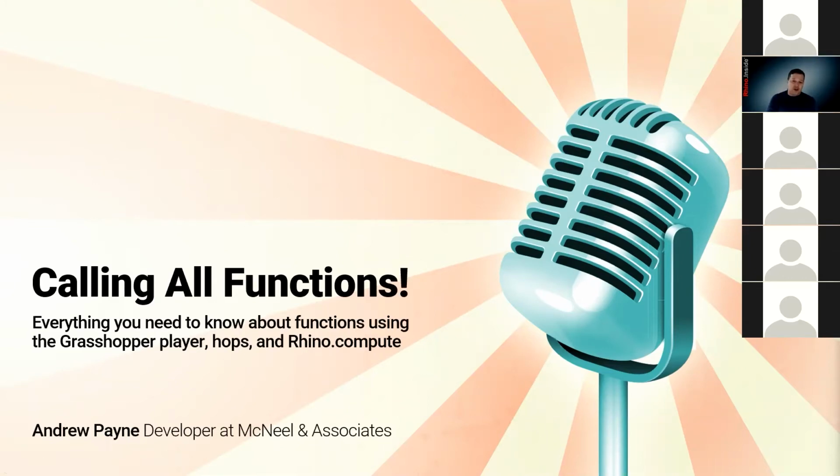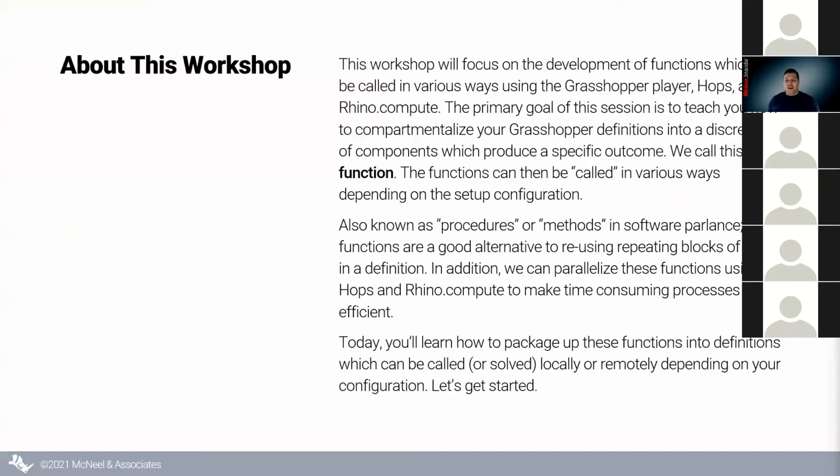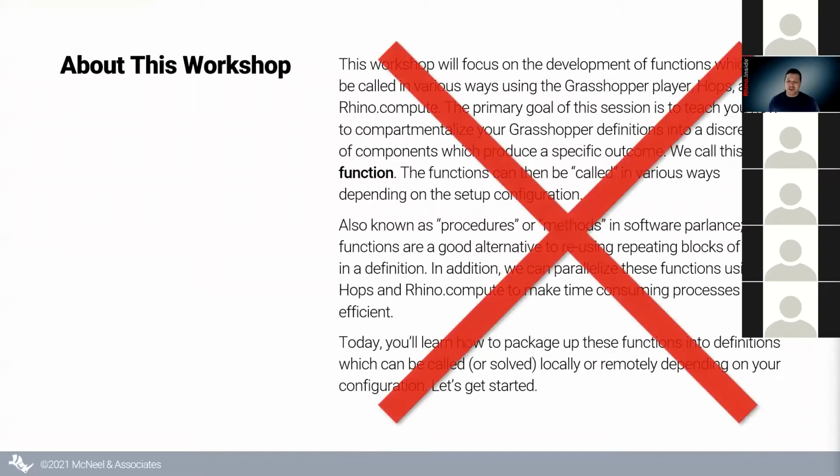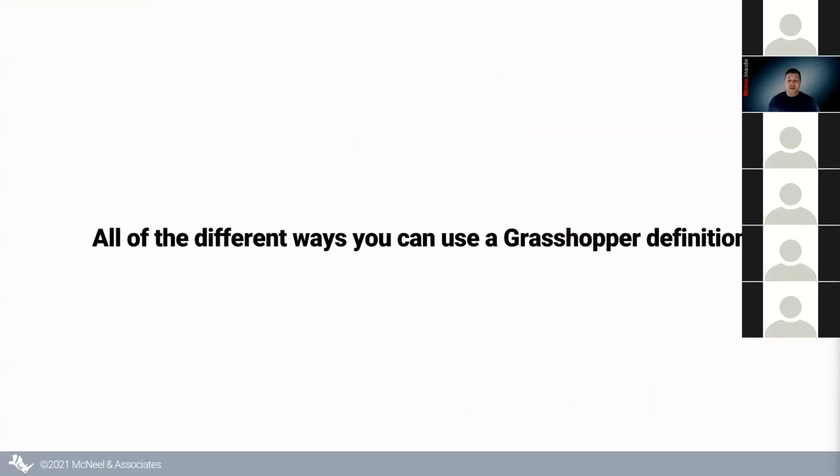Today is going to be all about Grasshopper Player, something called Hops and Rhino.compute, which is a couple of things that we've been working on at McNeel for a little bit over a year. You may have seen the write-up when you signed up for the class. But as I was trying to write a paragraph or two about what we were going to cover, I started realizing it was a little bit too verbose and a little bit too academic. Really, what we're looking at today is all of the different ways you could use a Grasshopper definition.